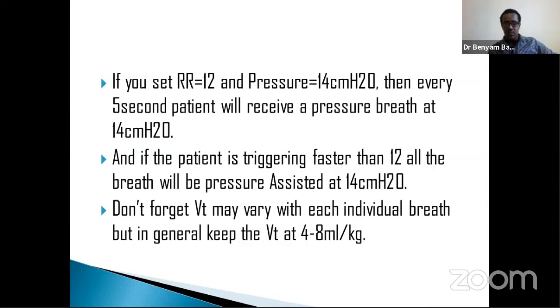And if a patient is triggering one, he will be assisted. And if a patient is breathing more than 12, the set respiratory rate, every breath other than the 12 will be assisted. So he will get 14 centimeters of water, whether the patient triggers it and is assisted, or the patient does not trigger and receives a controlled breath. So again, don't forget, tidal volume may vary with each individual breath, but generally keep the tidal volume in the range of 4 to 8 mL per kg, 4 being the lowest limit and 8 being the upper limit.